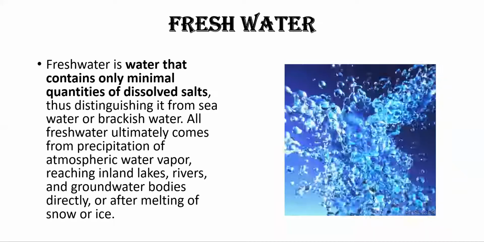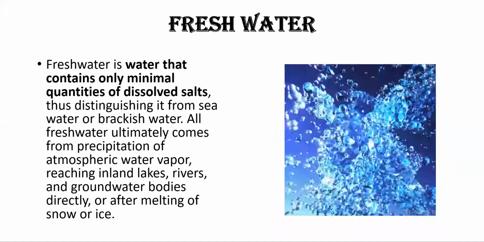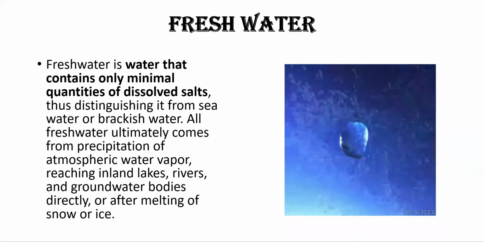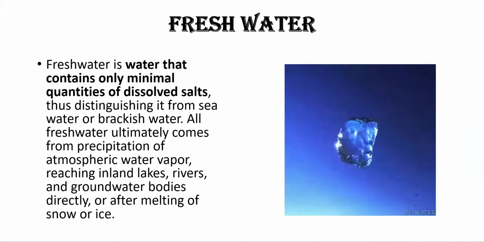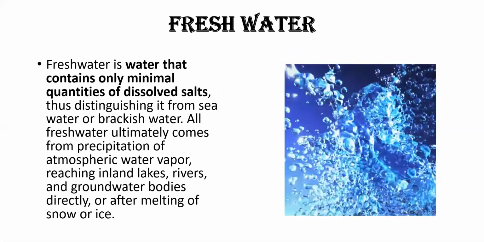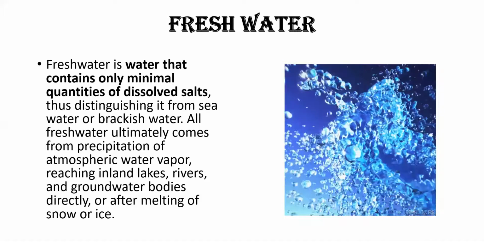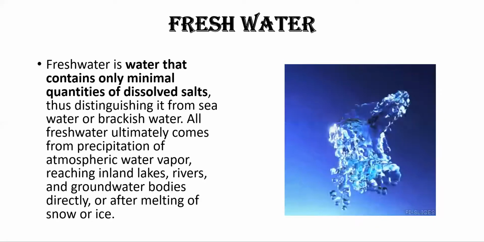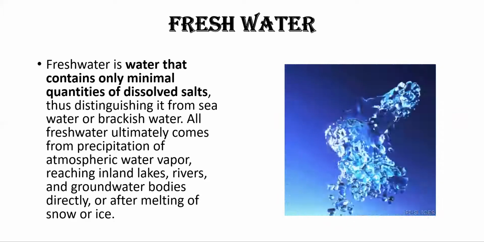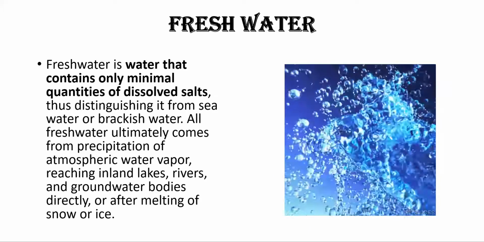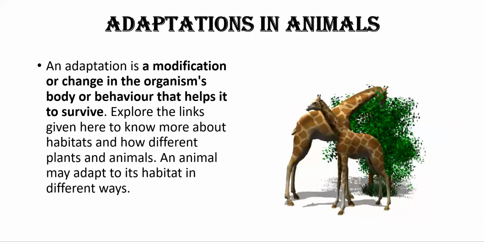Now, other than oceans, freshwater habitats are also there. That means those who live in freshwater regions. Freshwater is water that contains only minimal quantities of dissolved salt, thus distinguishing it from seawater or brackish water. All freshwater ultimately comes from precipitation of atmospheric water vapor reaching inland lakes, rivers, and groundwater bodies directly or after melting of snow or ice.